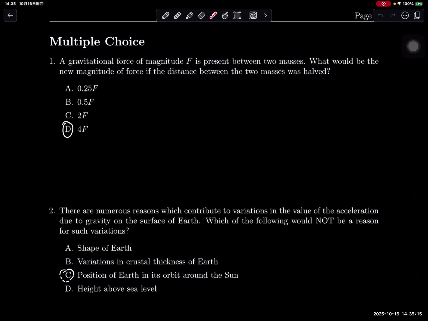First question: a gravitational force magnitude of F is present between two masses. What would be the new magnitude of the force if the distance of the two masses was halved? Okay, so we know that the gravitational force is proportional to 1 over r squared. If the distance between them is halved, you actually get 4 times the initial F, because of the square here. Okay, so D is the answer.